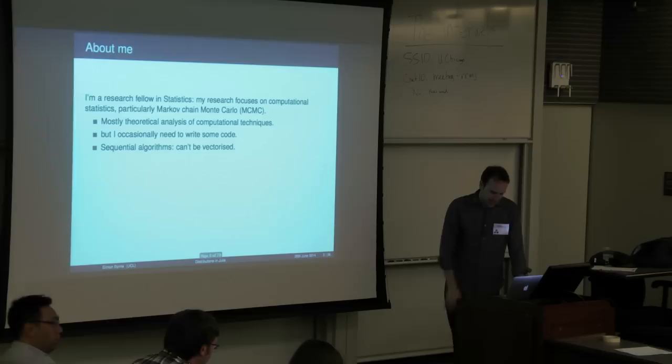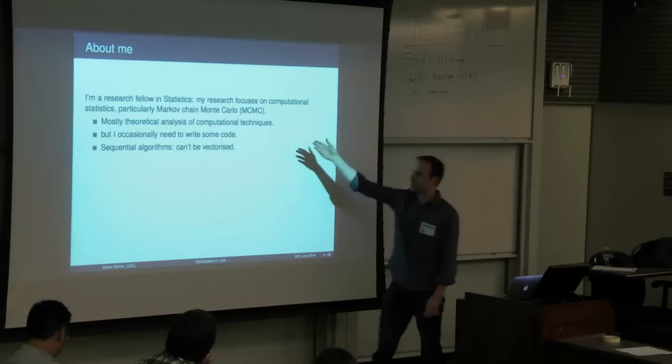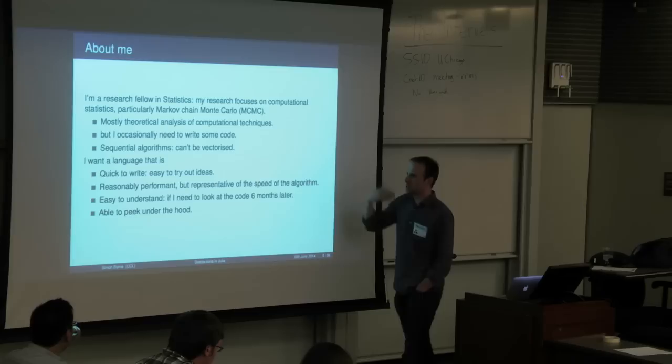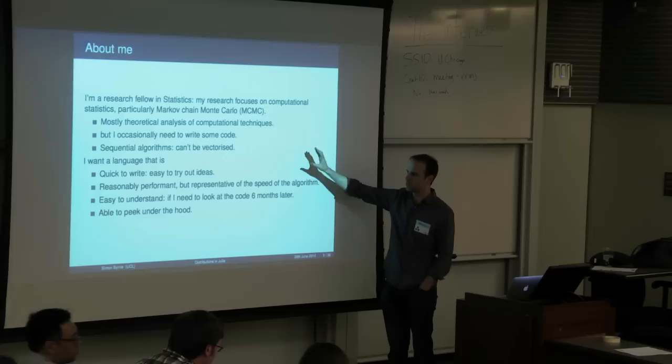And typically, the code I do write is very sequential. Markov chains are a very sequential process. You can't vectorize them. And so this was what originally drew me to Julia in some sense. Basically, I wanted a language that is, firstly, quick to write. I don't want to have to write a bunch of templates and stuff in C++. I just want to be able to bash something out and see how it works.